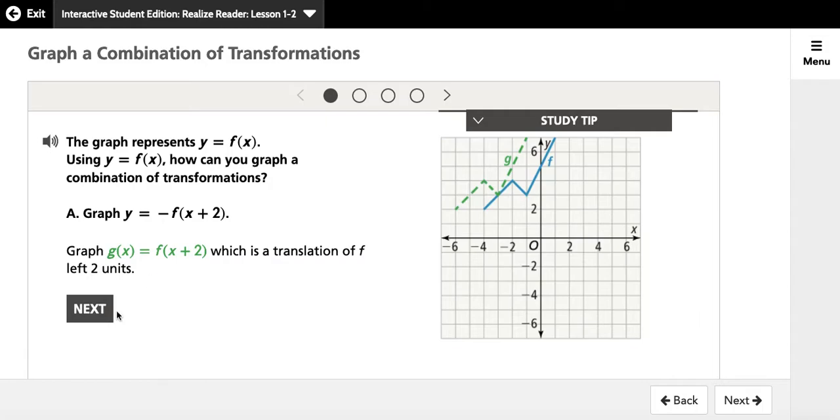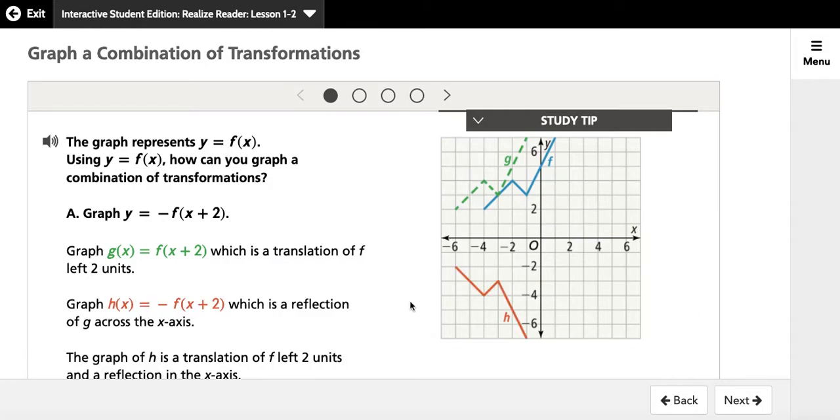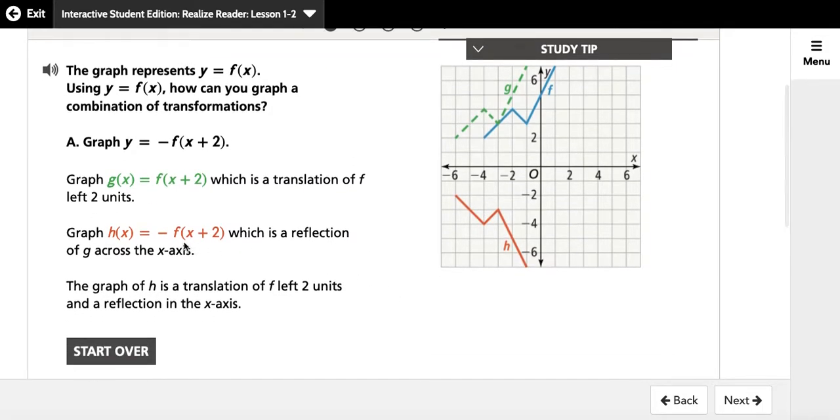And now we're going to bring in the negative aspect of it. When it's a negative as a multiplier, a negative 1, you recall, is a reflection across the x-axis. So this g function gets reflected about the x-axis, and here's the result. So here's our h function in the end. The graph of h is a translation of f 2 units to the left, and then a reflection in the x-axis.